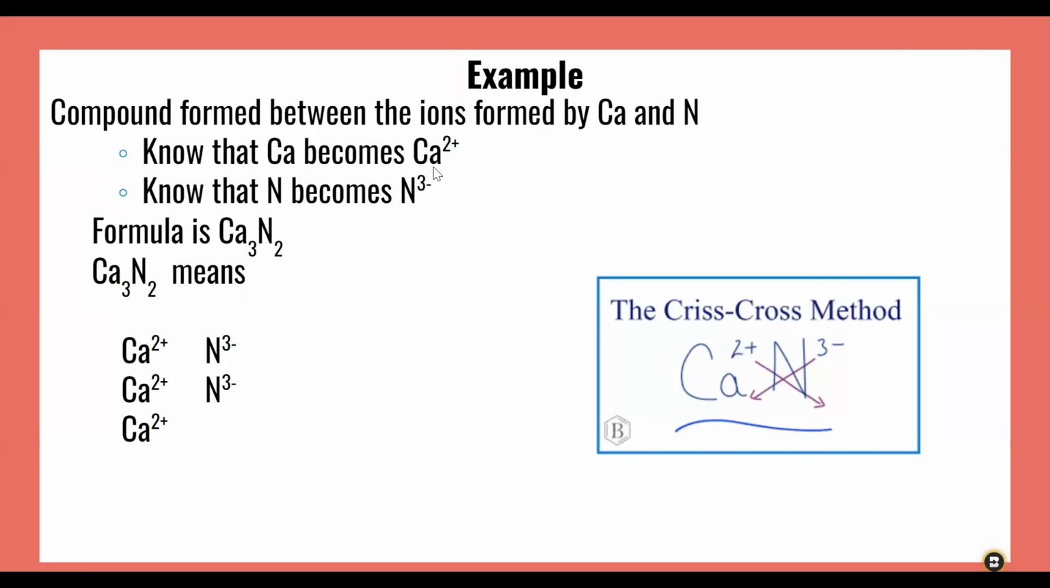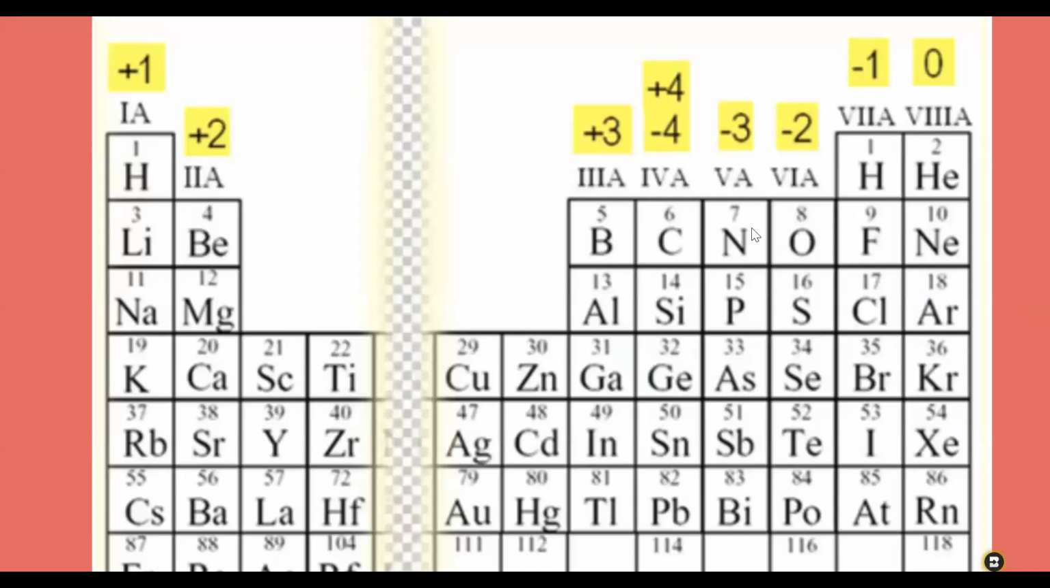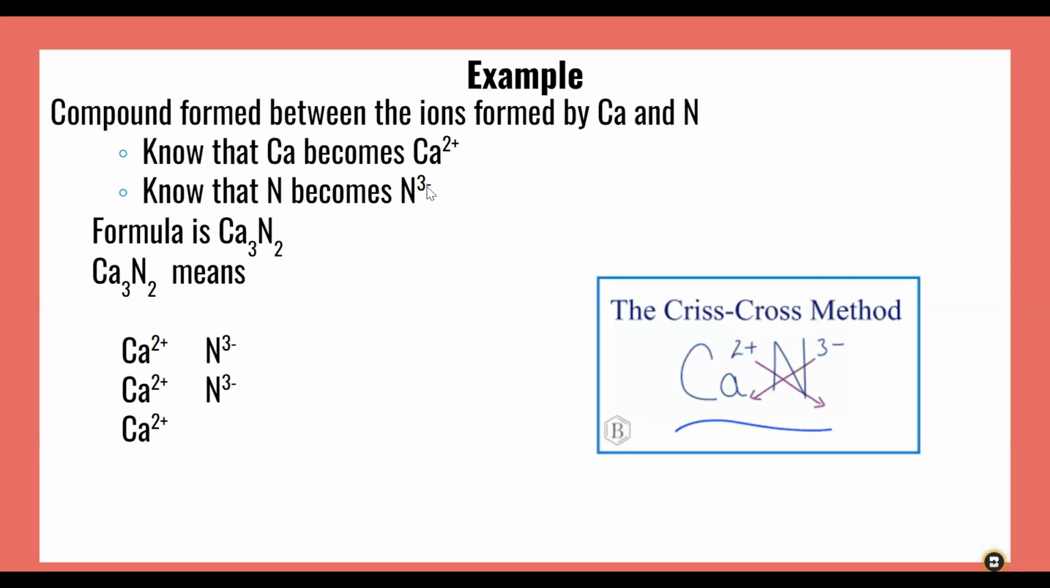Therefore, it will be calcium 2 plus. Then, what is the anion of nitrogen? You go here, nitrogen, -3. Therefore, it is N3 minus. Remember, when it becomes an anion, the name changes. Okay, the name changes. I will show you that later on.